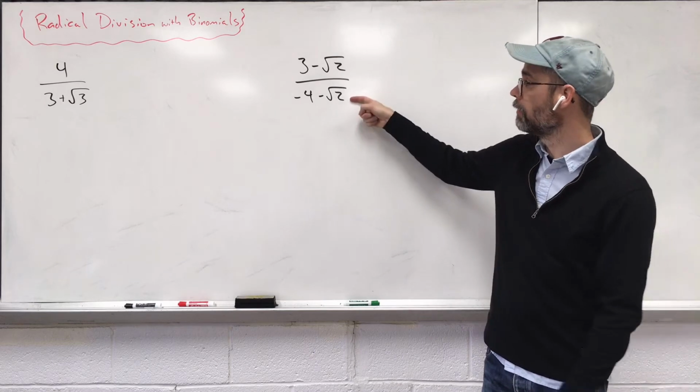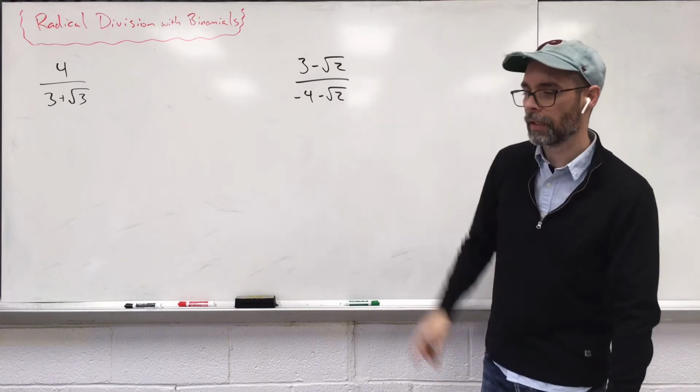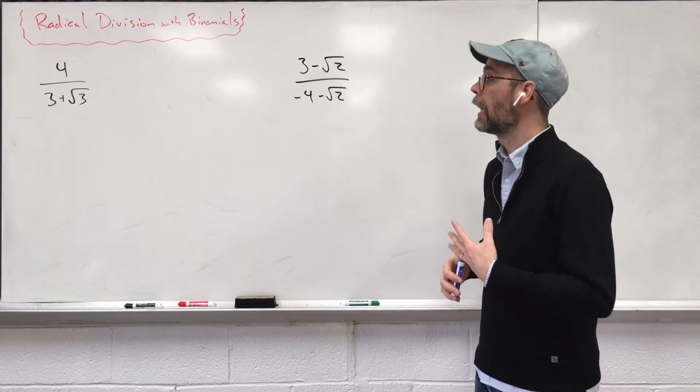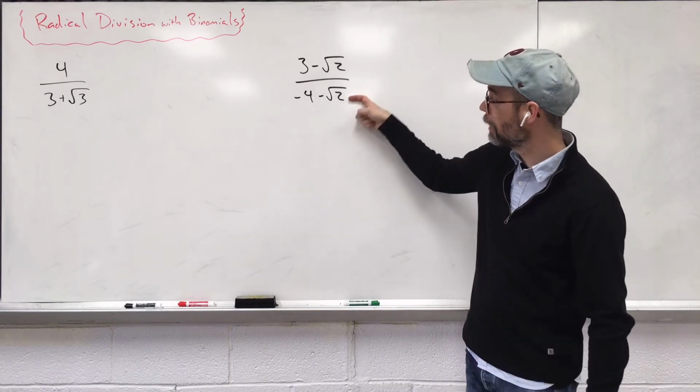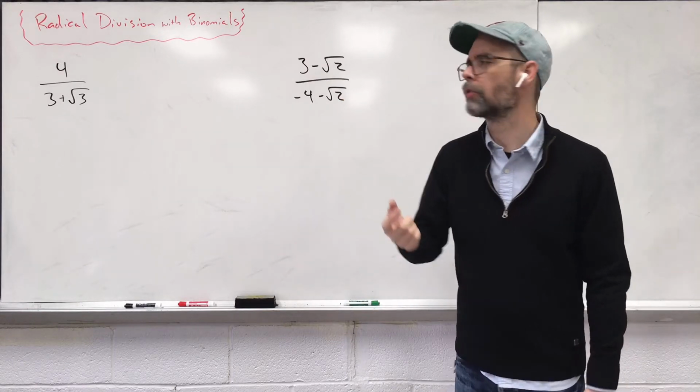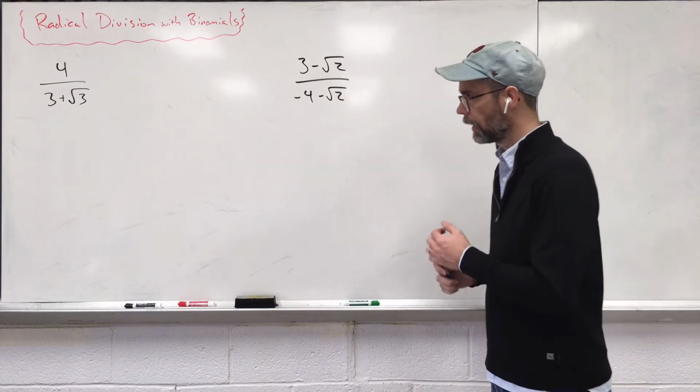We have to get rid of this by multiplying by something. We multiply by something called a conjugate. A conjugate is something similar to what we already have with one small little change. So let's look at that.